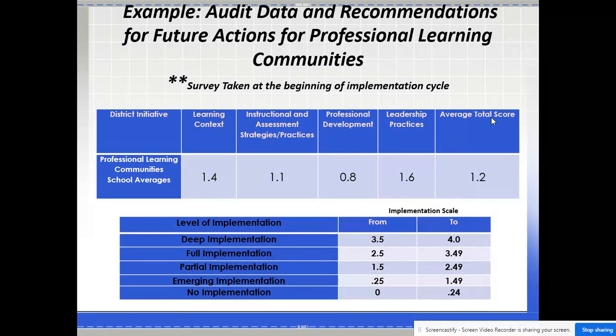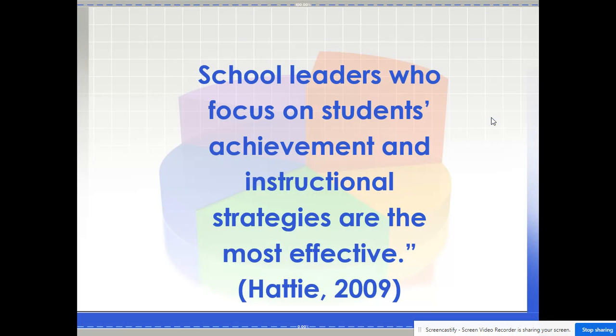Obviously, in this particular example, I would say that we're moving in the right direction in leadership practices, but it looks like professional development is lagging quite a bit. And none of those are where you want them to be, because you're striving to be at a 4. So obviously, lots of work to be done according to this example.